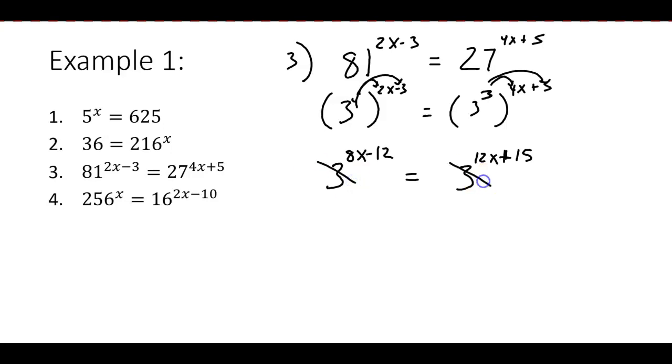Ignore those bases, because they're the same. They don't affect the equation since they're identical. Just drop them out of there and solve. And so from here, we're going to rely on our algebra skills to finish up the problem. Notice how we have an x on both sides. We haven't seen that yet on the problem.